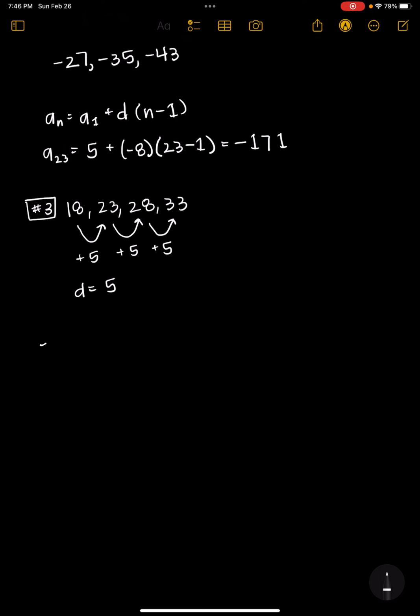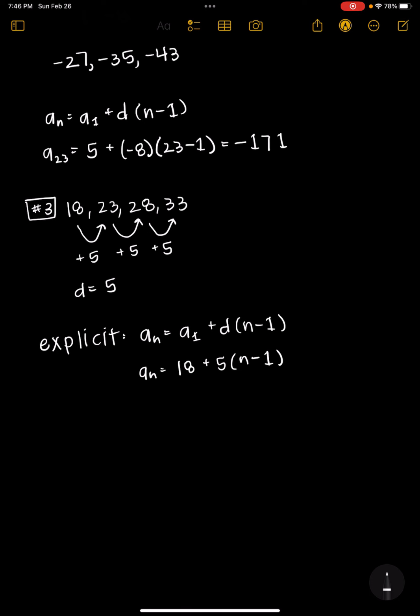Let me write out these formulas. So the explicit formula we already actually learned, and it's a sub n is equal to a sub 1 plus d times n minus 1. Now in this case, we're not replacing the n with anything because we're not trying to find a specific term. We're just going to leave the n as is and replace the a sub 1 and the d because we do know what those 2 things are. So I'm going to write it as a sub n is equal to my first term. Well, my first term in the sequence is 18 plus my d. Well, my d is what we're adding every time, so that's a 5. And then n minus 1. Remember, we're not replacing the n because we're not trying to find a specific term. We're just using this as a formula.